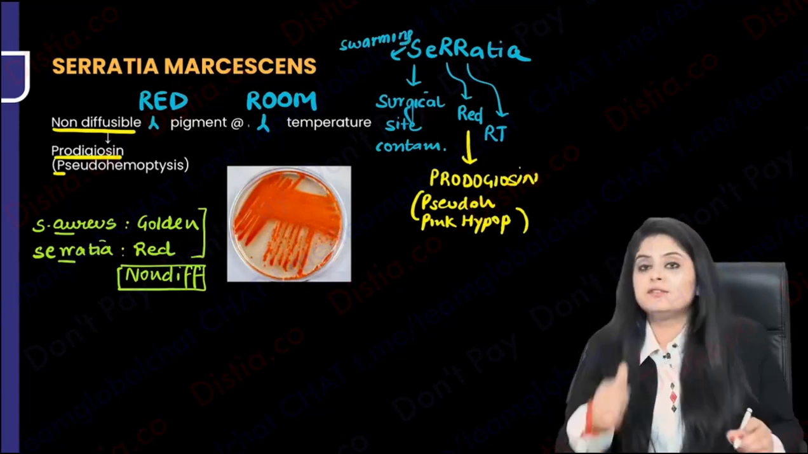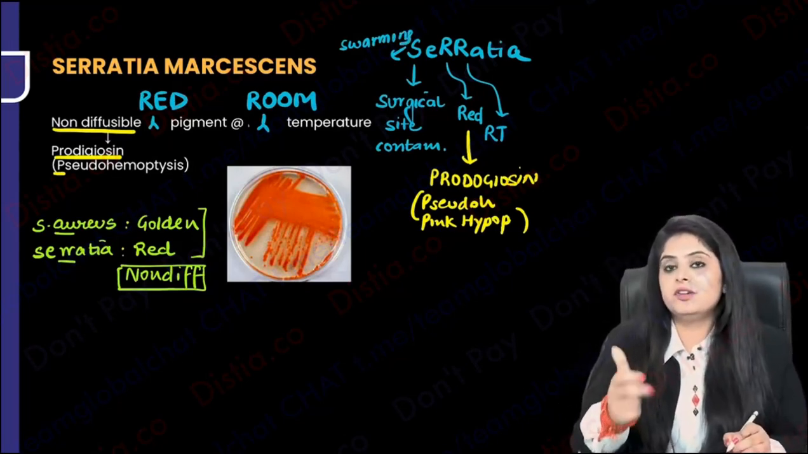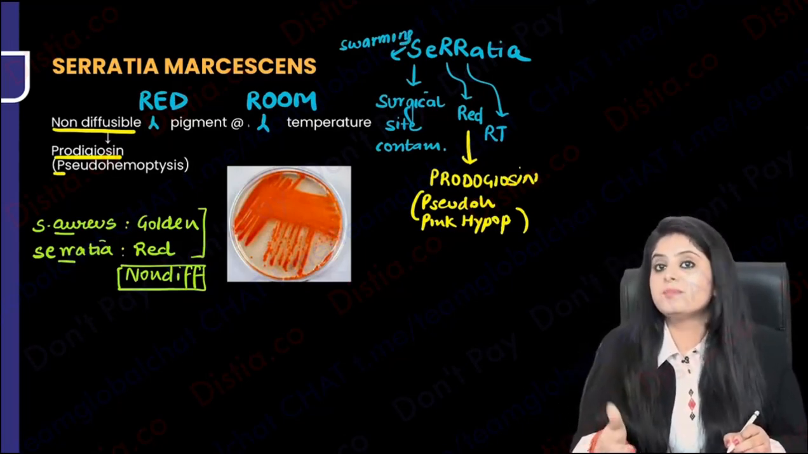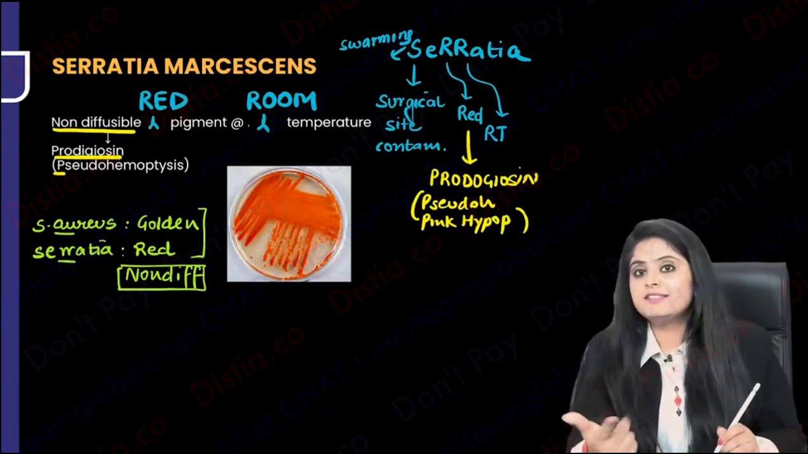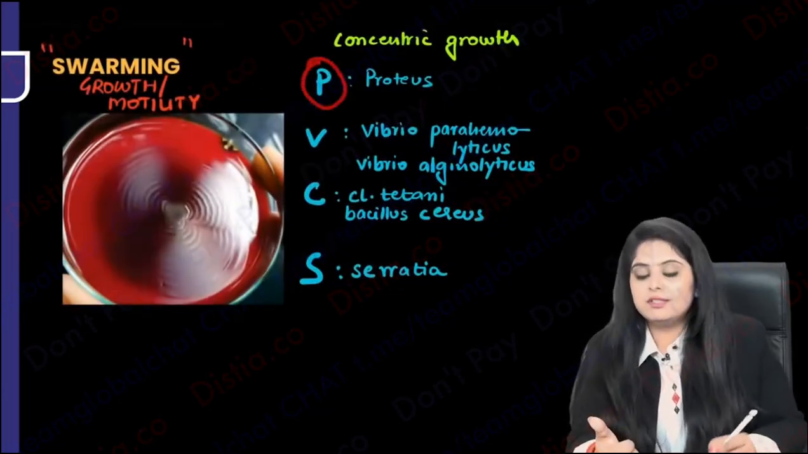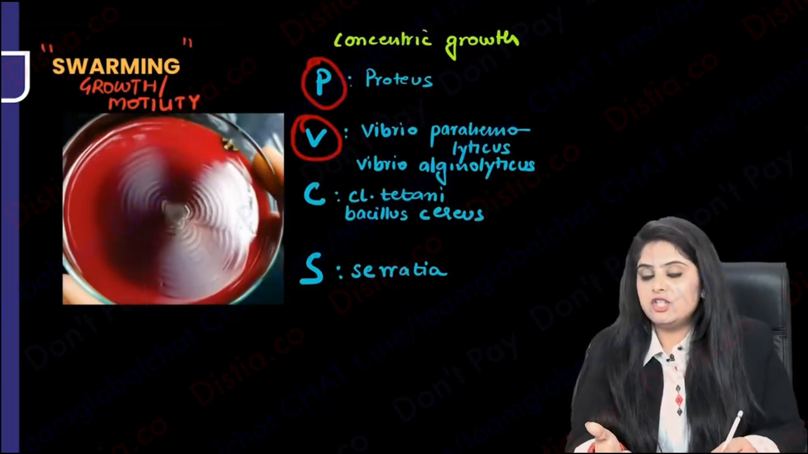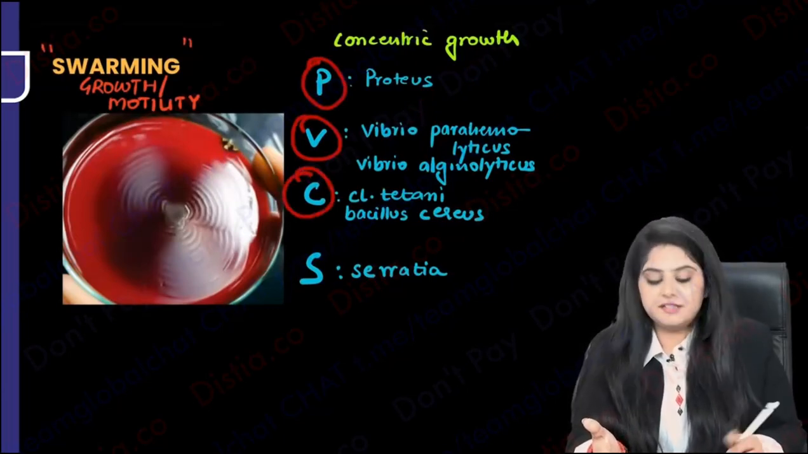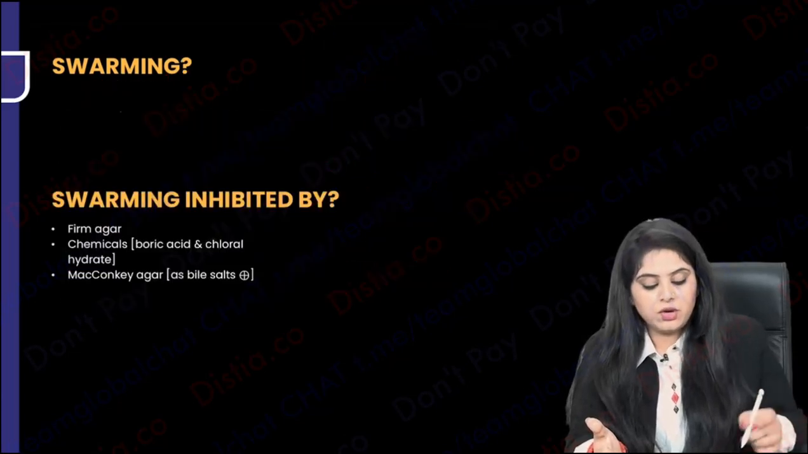Serratia shows you swarming, surgical site infections, red color pigment, room temperature. So sounding well? So SSRR for Serratia. Coming back, who all shows you swarming? Proteus, Vibrio parahemolyticus and alginolyticus, Clostridium tetani and cereus, and Serratia. So now, where will swarming be seen?